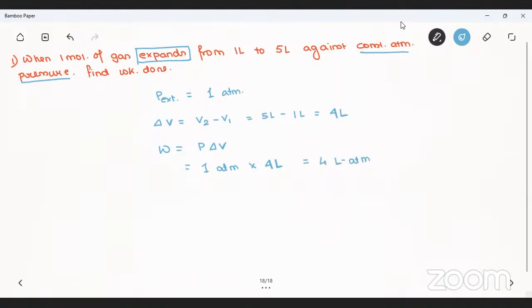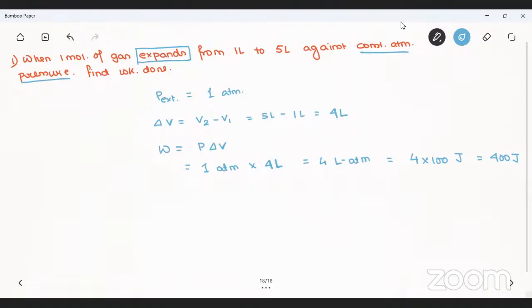In my last page, what I told, to convert liter atm into joules, you have to multiply it with 100. So, this much joules. So, answer will be 400 joules. Is this sum clear to everyone? Is this sum clear to everyone? 1 second, can you explain?